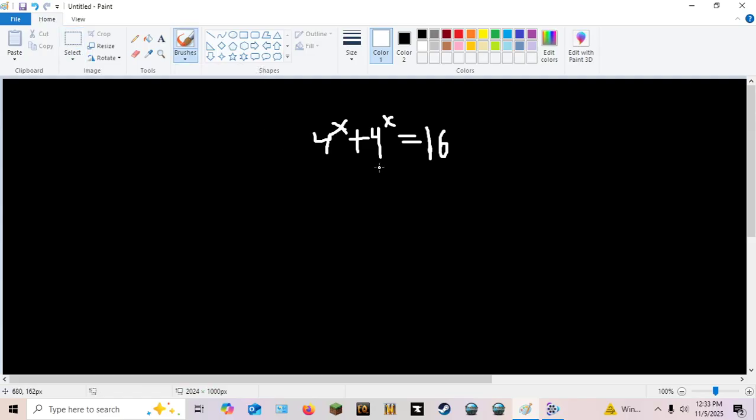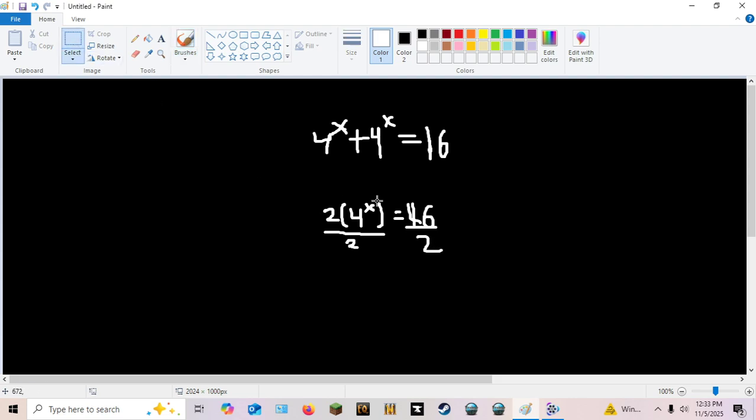So, as we can see, we have 4 raised to the x's. So 2 times 4 raised to the x equals 16. Or you can just do this. I'm going to write it in parentheses. We have 2 of them, so that represents multiplication. First step, you have to combine them. And then the second step is to divide both sides by the factor that is not included with the x, so that is 2.